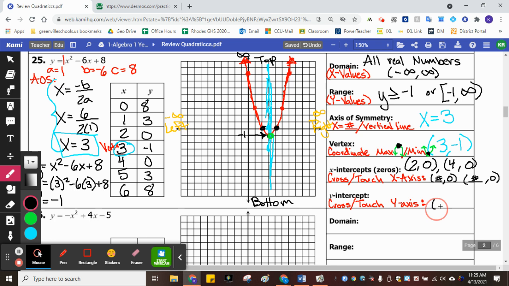With the y-intercept, it's opposite. X is 0, and you have to figure out what y is. How I remember which order it is: if I'm trying to find the x-intercept, I'm solving for x, so x will be the number, y will be 0. If I'm trying to find the y-intercept, I'm solving for y, so y will be the number, x will be 0. And in this case, it's (0, 8). I went left and right 0, and I went up 8. So that's standard form.